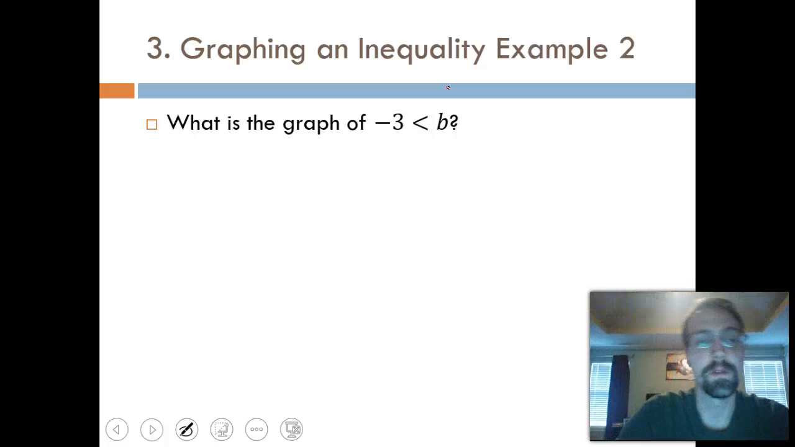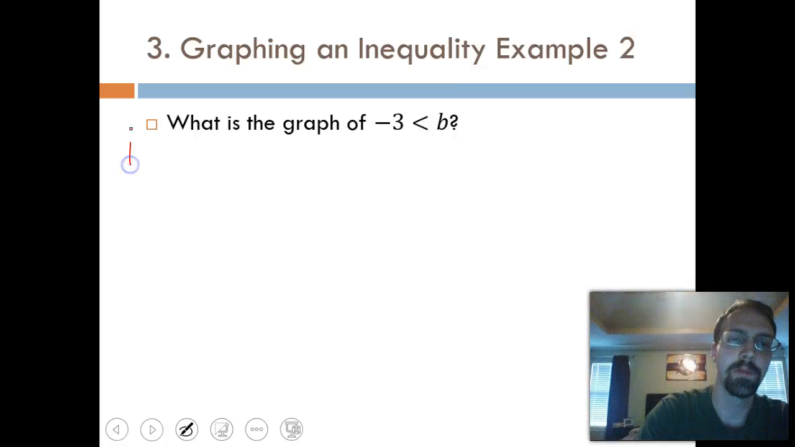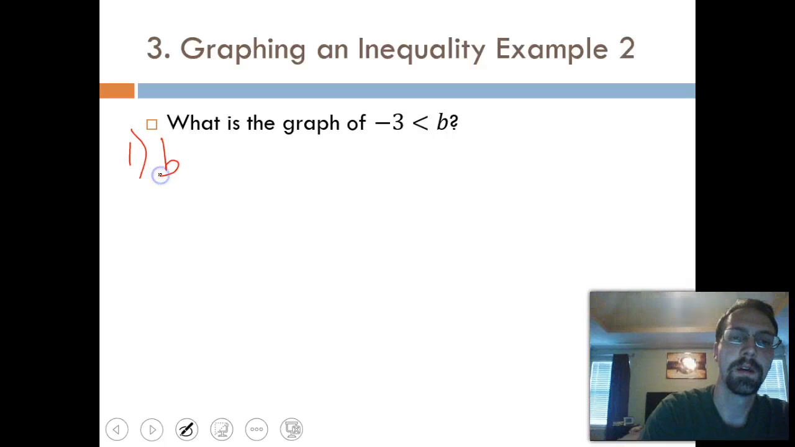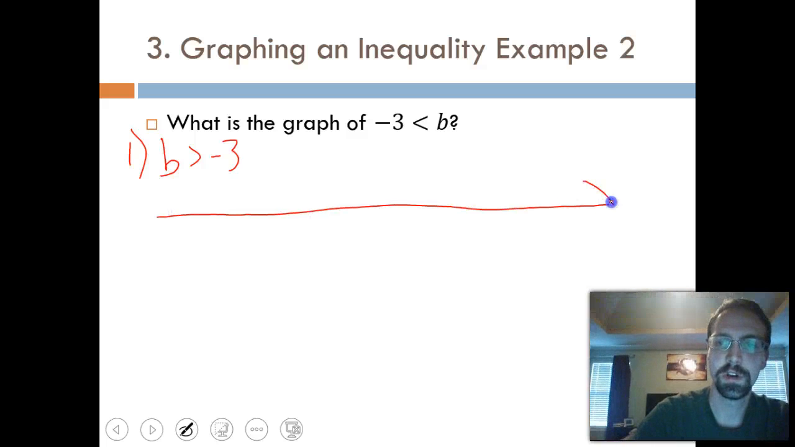Alright, so now we go into step 1. I'm going to abbreviate this on here with steps 1, 2, 3, and 4. So step 1 is flip it. So now we have b is greater than -3. Step 2 is construct a number line.